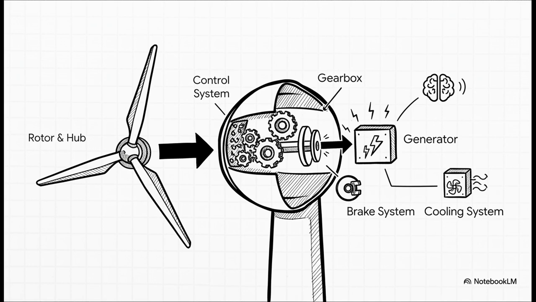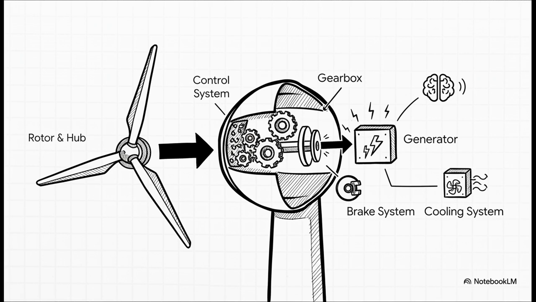Now we get to the really interesting part, the nacelle. That's the big box at the top. You can think of it as the brains and the brawn of the whole operation. It's where all the magic happens. You've got the gearbox and the generator, of course, but you've also got a sophisticated control system that's constantly monitoring the wind and adjusting the turbine's direction and even the angle or pitch of the blades to catch the most wind.